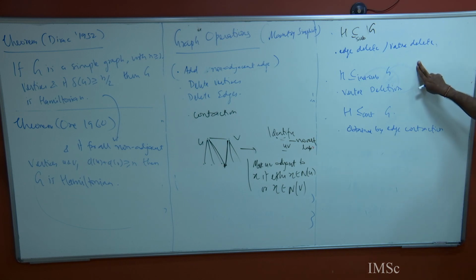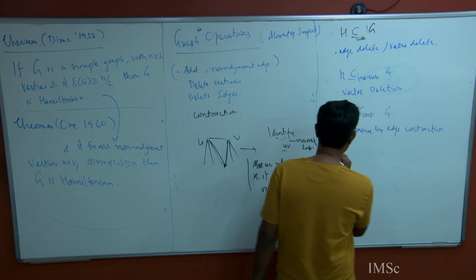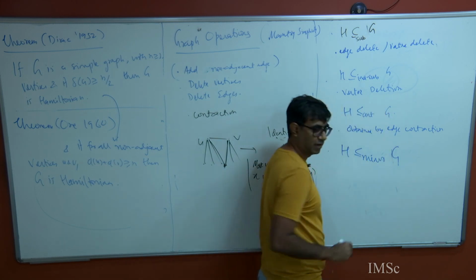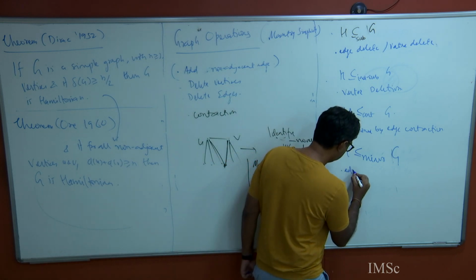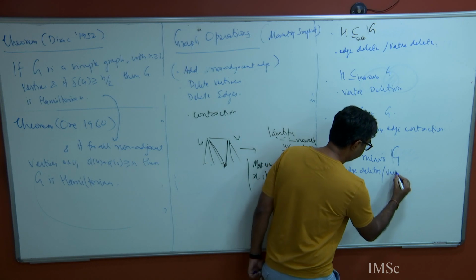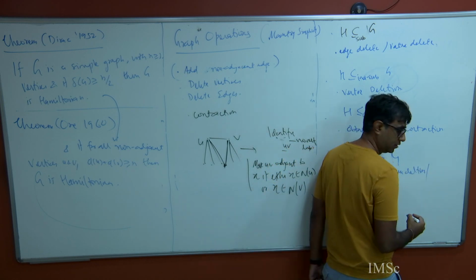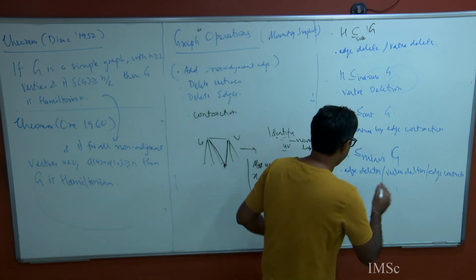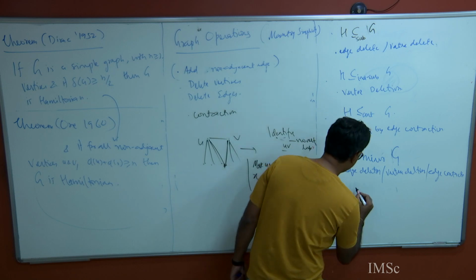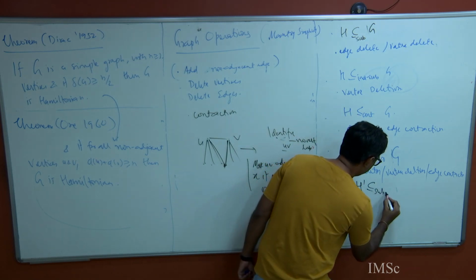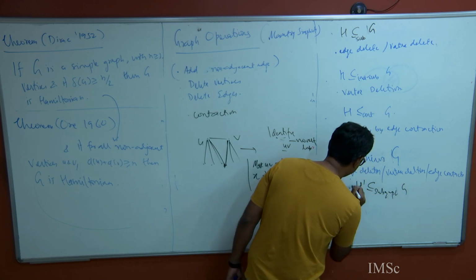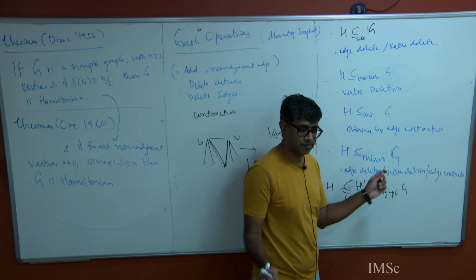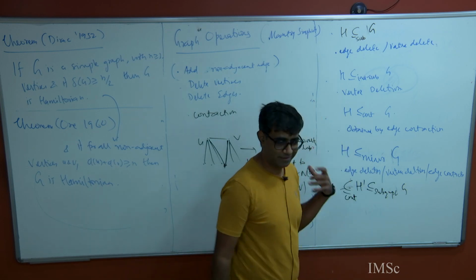So, like the way we have a subgraph and an induced subgraph, now H is a minor of G if I allow you edge deletion, vertex deletion, and edge contraction. Equivalently, you first get H prime, which is a subgraph of G, and then you get H, which is a contraction. You can also do all these operations in any order, it doesn't matter. It requires proof, but forget it.